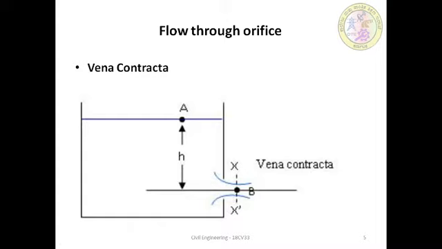That particular point is called the vena contracta, meaning the section at which the cross-sectional area of the jet is minimum and less than the orifice diameter. You can see that the orifice diameter is this much, and at xx it is reduced, and that particular point is called the vena contracta. So this is all about the vena contracta, how an orifice creates a lesser diameter at the jet level.